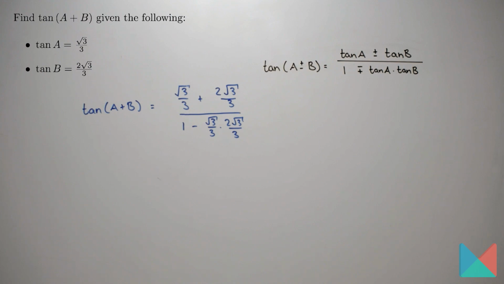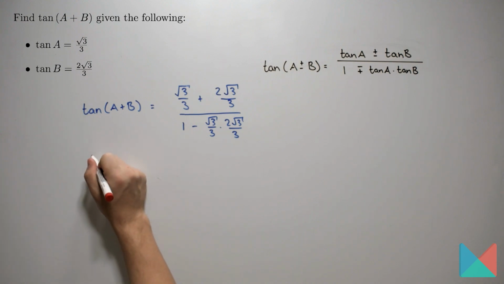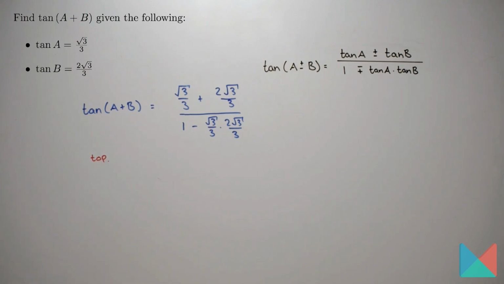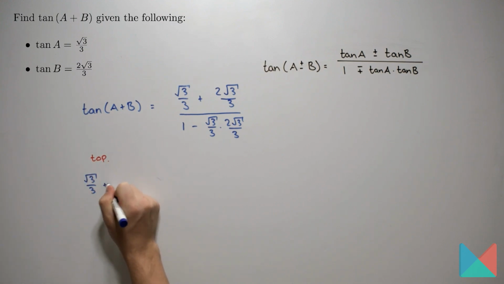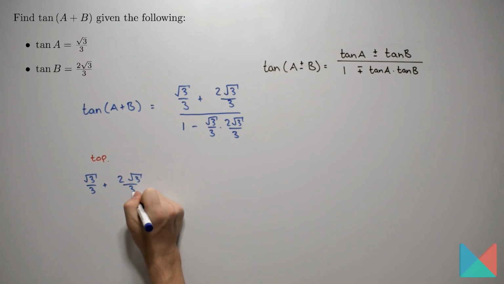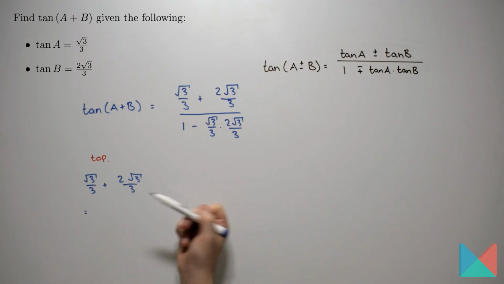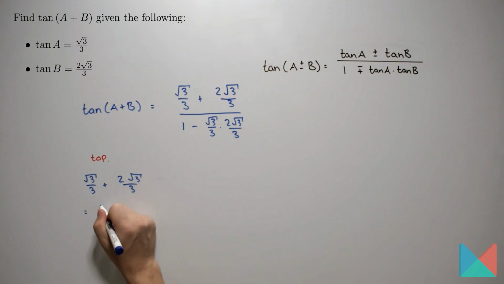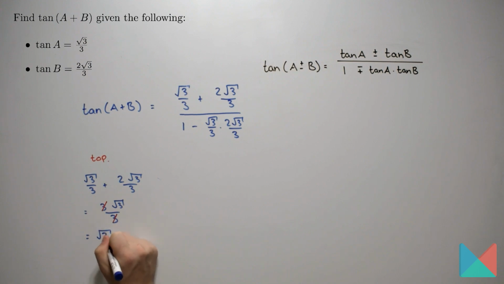Now we're at the point where we can simplify, and the best way to do this is by considering the top and bottom of the fraction separately. And so let's write in the top of our fraction here. And so we have root 3 on 3 plus 2 root 3 on 3, and this is equal to, well, we have 2 of root 3 on 3, and we have 1 root 3 on 3, and we're adding them together, so we're going to end up having 3 root 3 on 3. And notice here that our 3's cancel out, and we're just left with root 3. So the top of our fraction is just equal to root 3 when simplified down.